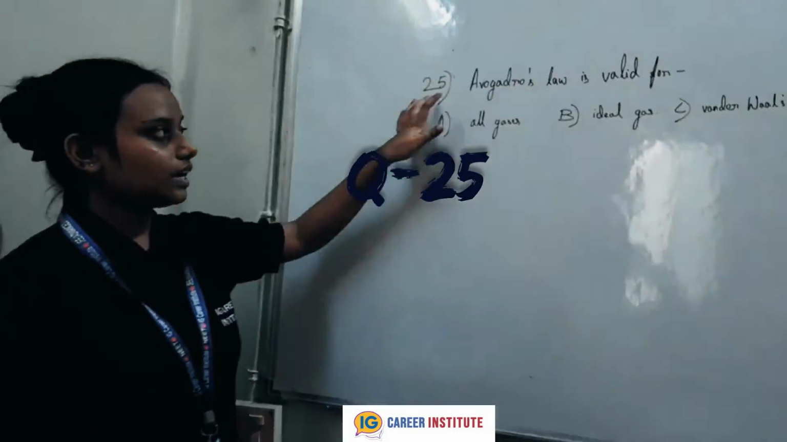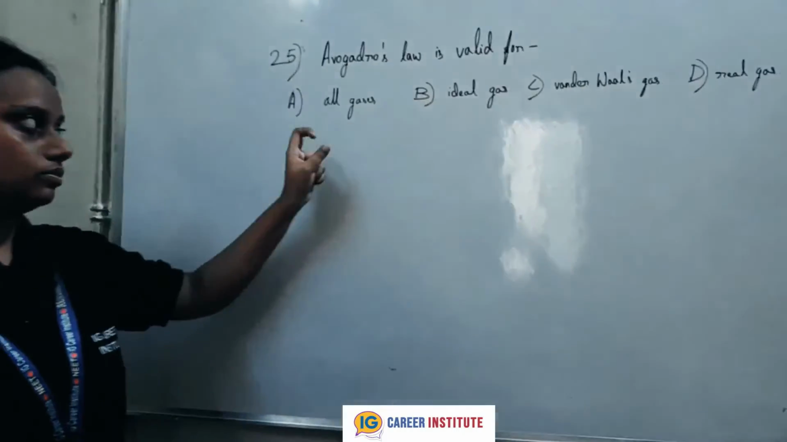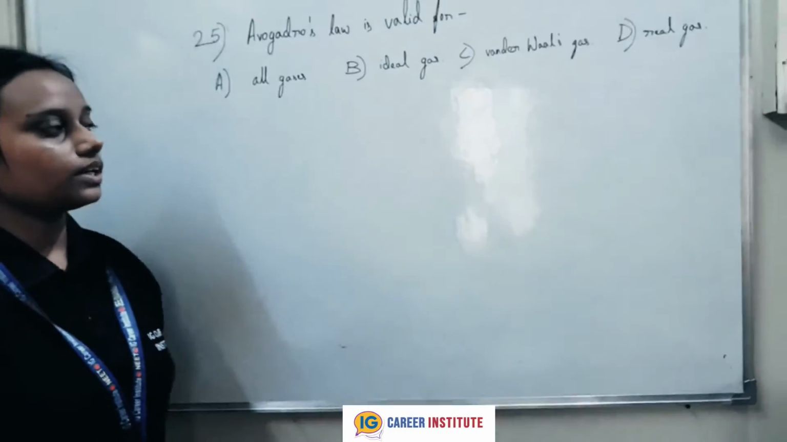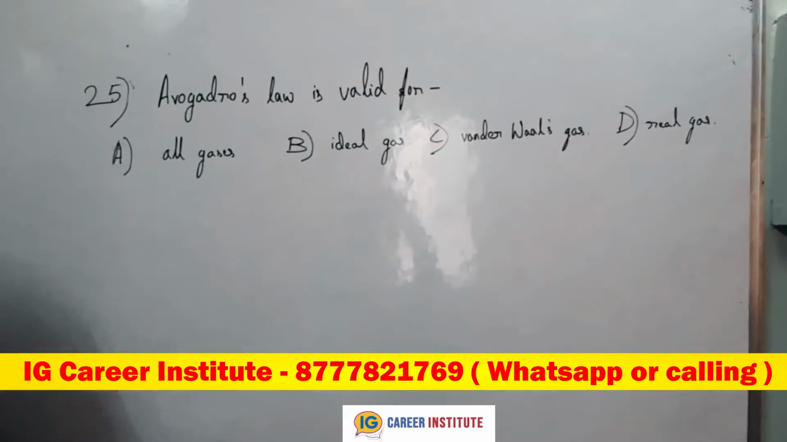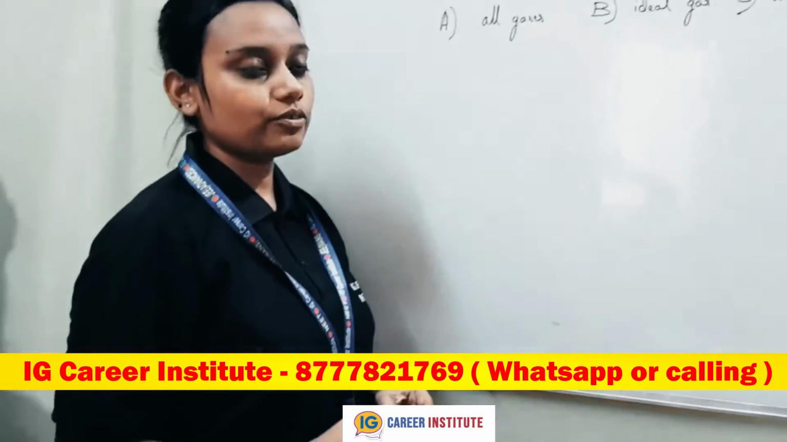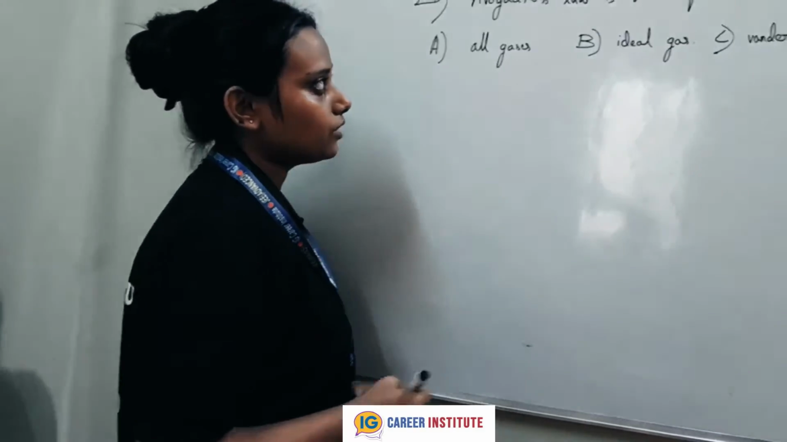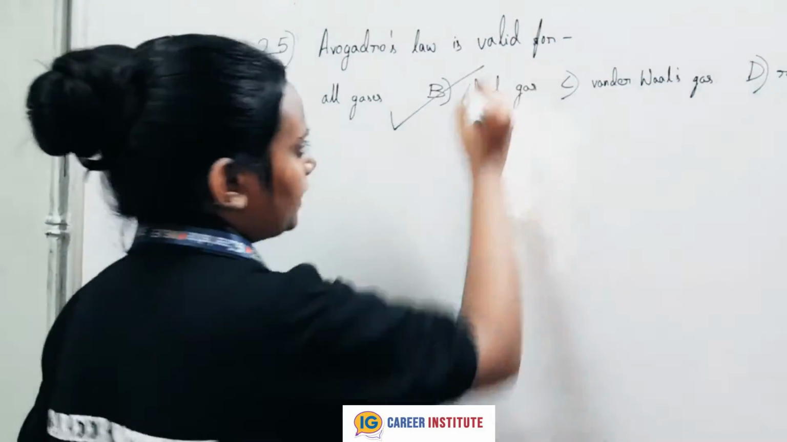Okay, so the next question, 25th question is, Avogadro's law is valid for: all gases, ideal gas, van der Waals gas, trivial gas. So which will be the correct option? This is a very straightforward question. If we have studied Avogadro's law properly, the statement and the entire theory, then we know that Avogadro's law is valid only for ideal gas.